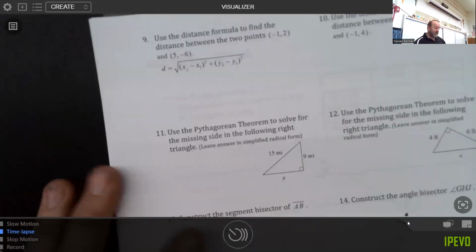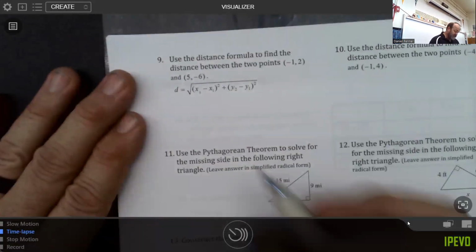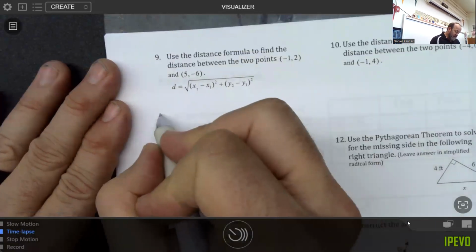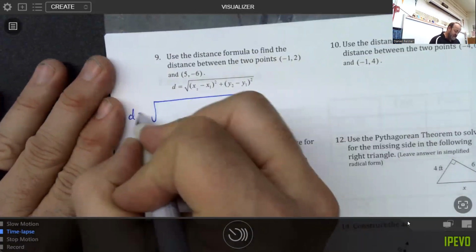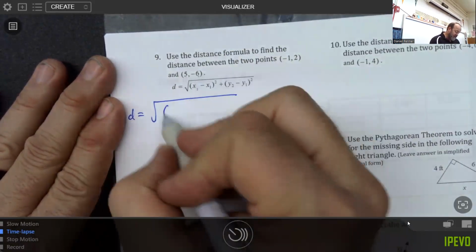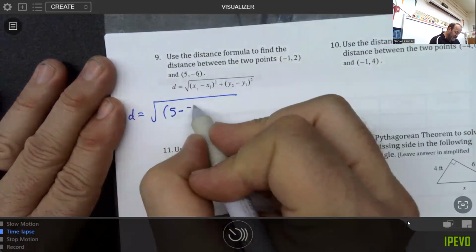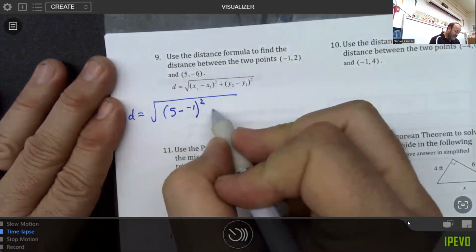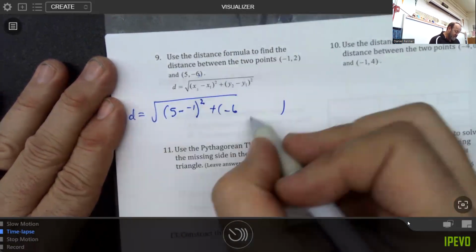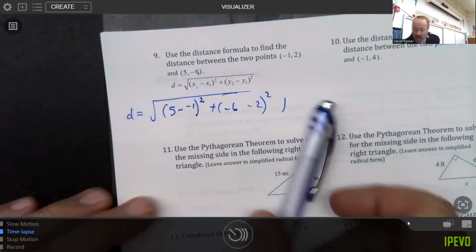Using our friend the distance formula. Now, I did mention that you could do this one of two ways, at least for my students. So we could look at it as the square root of x2, the second x, minus the first x, so the second x being 5 minus the first x being -1, squared, plus the second y, which is -6, minus the first y, which is -2, and square that as well.